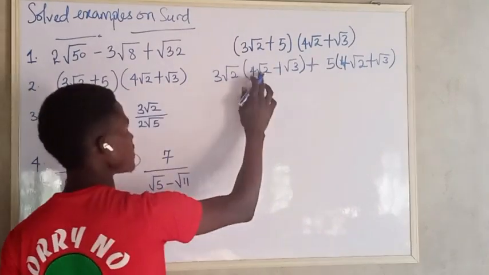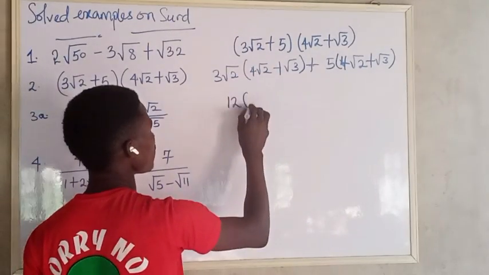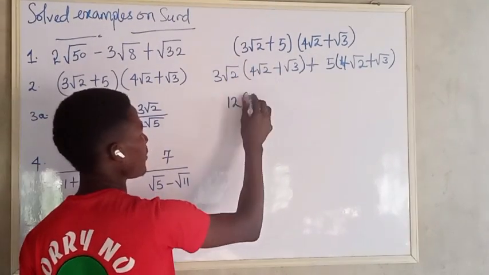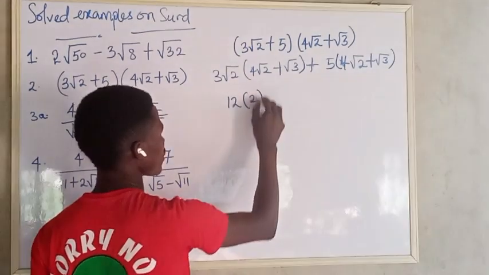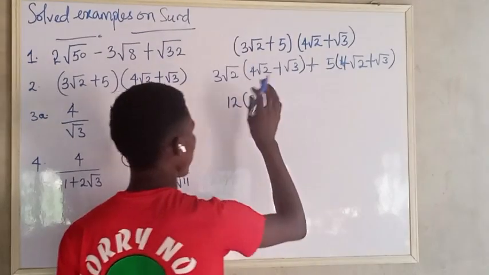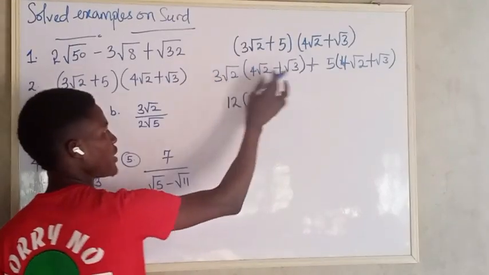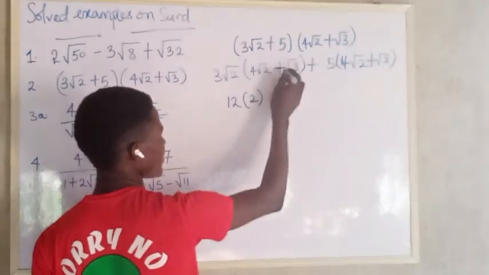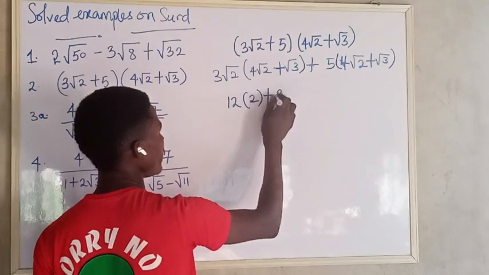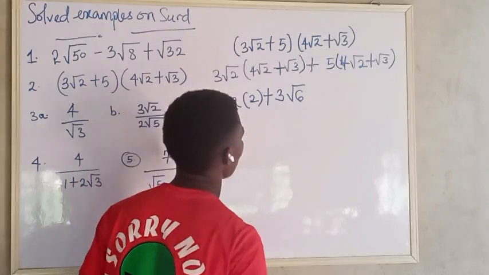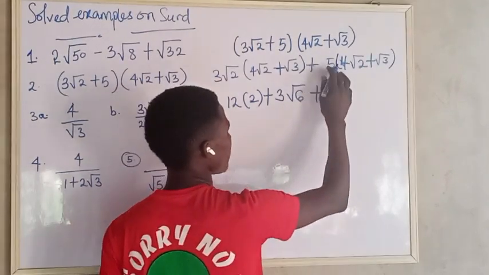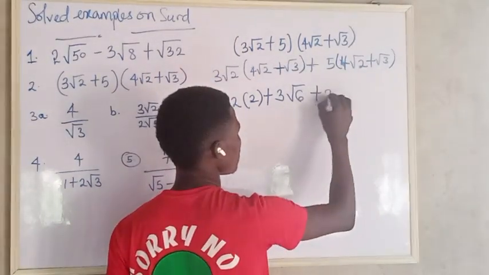Alright, so this will be 3 times 4, 12. Root 2 times root 2 will give you 2. I explained that in my last video. The root of a number multiplied by root of that same number will give us the number. Alright, so 3 times 1, there is an invisible 1 beside this, which will give us what? 3. Then root 2 times root 3 will give us what? Root 6.